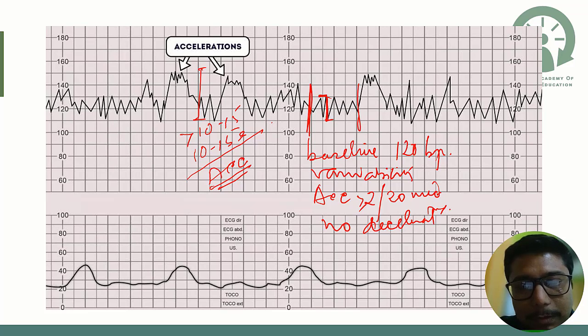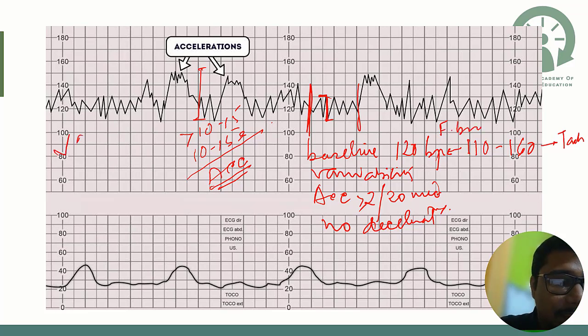What should be the normal baseline? The normal baseline is 110 to 160. Above 160, it is known as fetal tachycardia, whereas less than 110 is known as fetal bradycardia. Variability, let us discuss in the next slide.